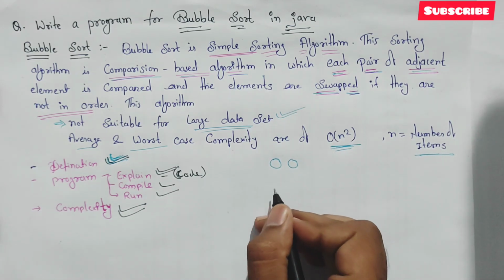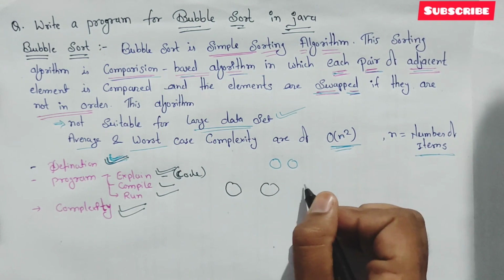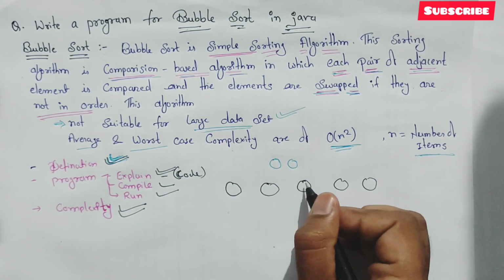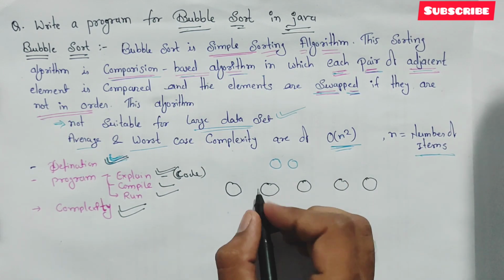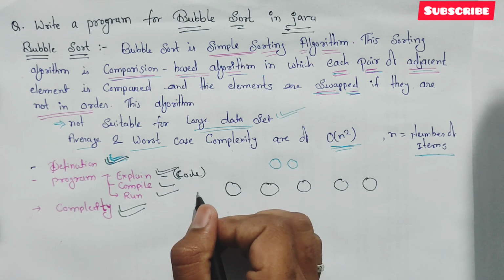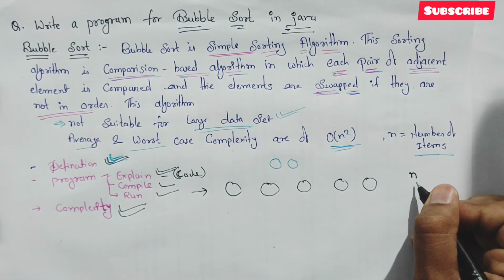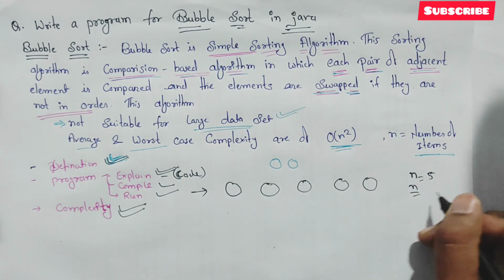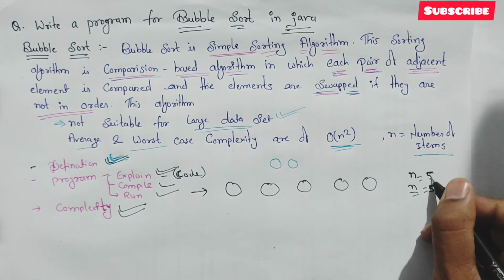Suppose we have elements. I will not write the exact value of each element. Suppose I have 5 elements. Let's see the logic of how it works. If I have 5 elements, there will be iterations. If we have n elements, then the iterations will also be n, and here with 5 elements the iterations will be 5. So how exactly does it work?